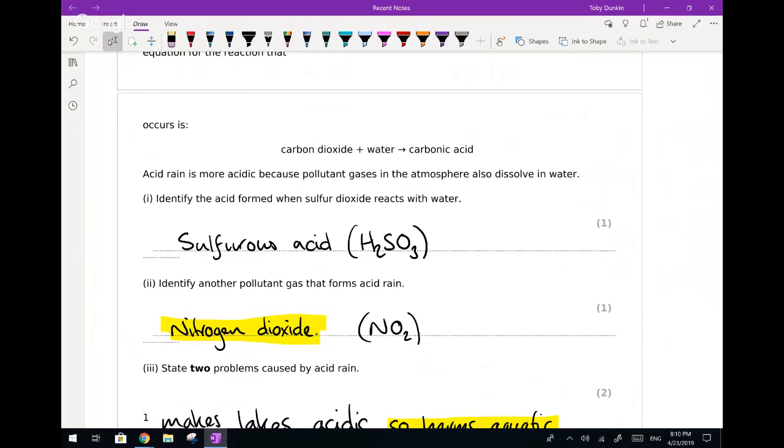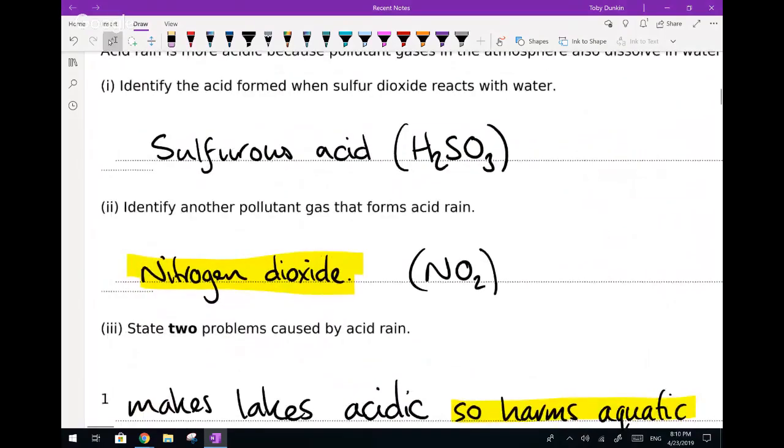Identify the acid formed when sulfur dioxide reacts with water. This is sulfurous acid, not sulfuric. Be very careful. Acid rain is not sulfuric acid. If it was, we'd all be doing what the witch does in The Wizard of Oz, which is if it rained, we'd all be melting. So it's sulfurous acid, far less acidic than sulfuric.